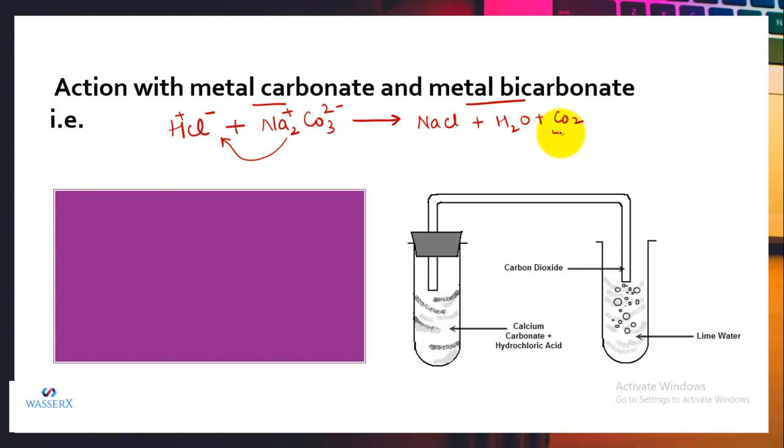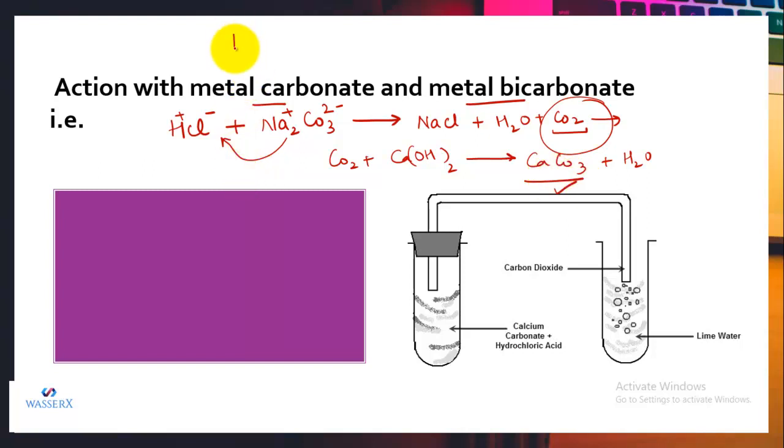In this case, the gas evolved is carbon dioxide, and we can test this gas by passing it through lime water. When carbon dioxide is passed through lime water, it turns the lime water milky. So if we have CO2 and Ca(OH)2, that is the lime water, it will form CaCO3 plus H2O, and due to formation of the CaCO3, the milkiness appears. So this is the test for carbon dioxide.